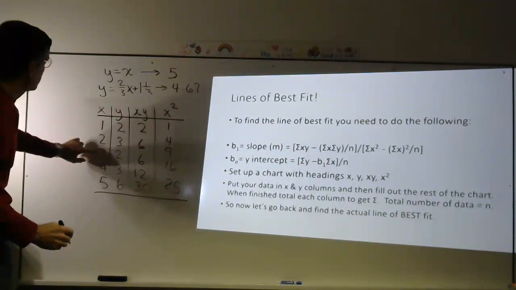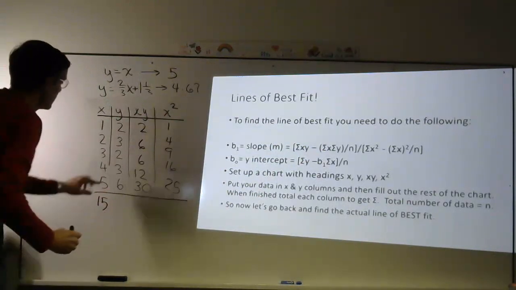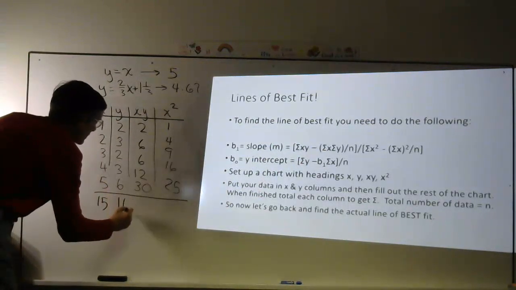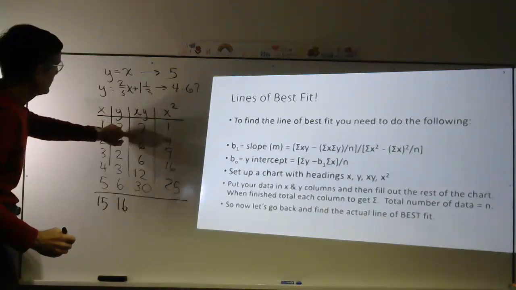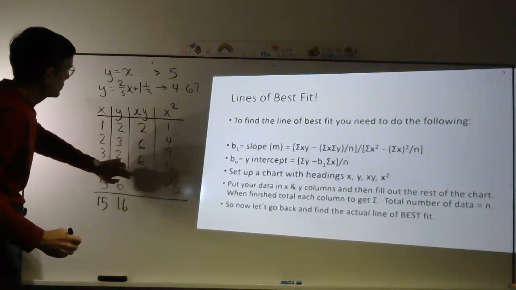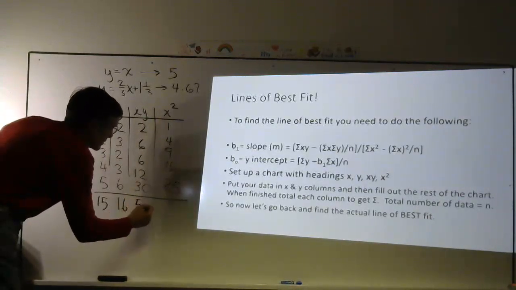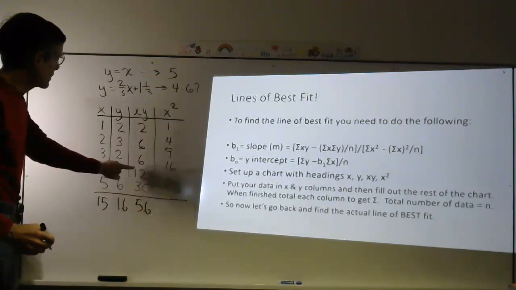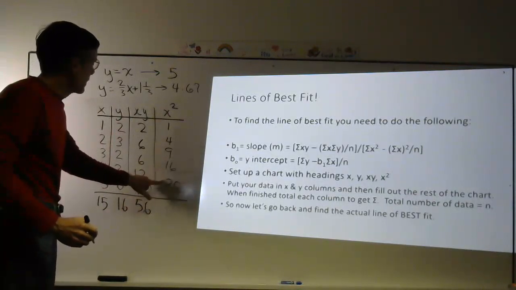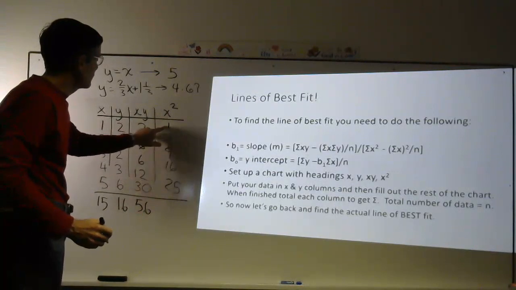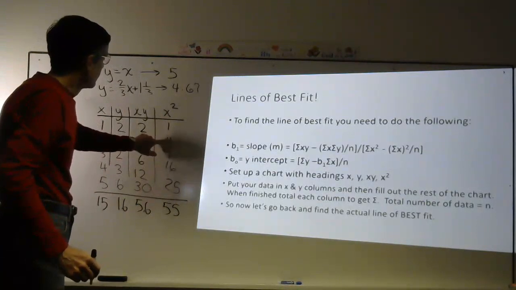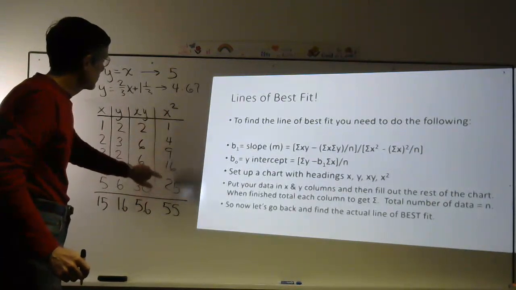The x's add up to 15, and the y's: 8 and 6 is 14, and 14 and 12 is 26, and 30 is 56. Double check that. 42 and 8 is 56. Yep. The squares: 25 and 25 makes 55. Double check that. 16 and 4 is 20, 9 and 1 is 10, that's 30, and 25 is 55.